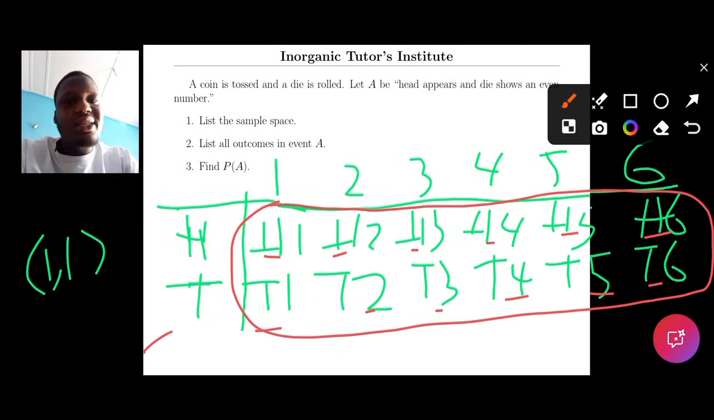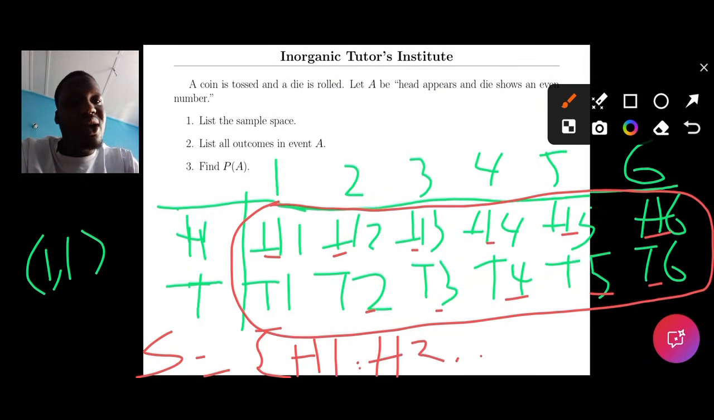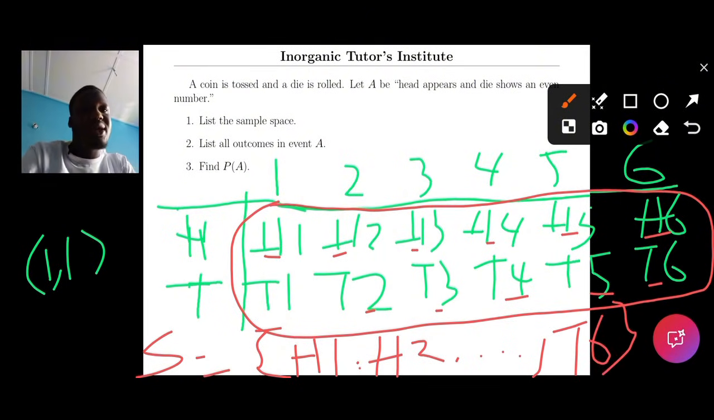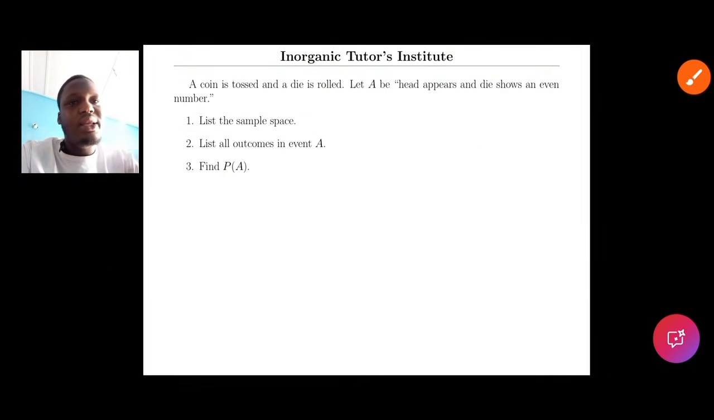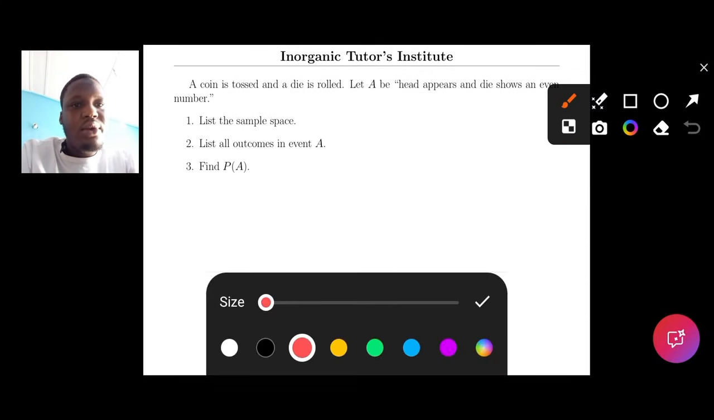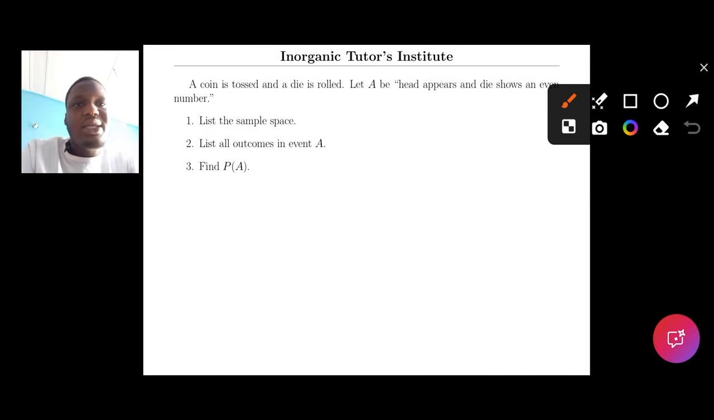After this, you can either decide to write it out or leave it like that. There's no harm in leaving it like that. But if you just want to rewrite it, you can do so up to the last one, which is T6. Any of them should be right. So this is the sample space for the experiment up there. Now let's move to question 2, which says we should list all outcomes in event A.